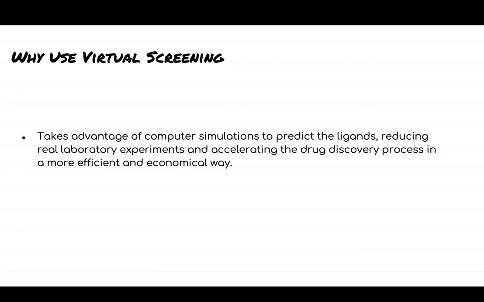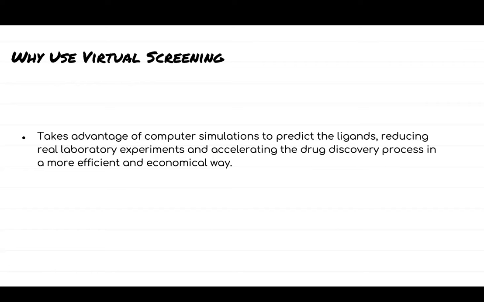The reason why we use virtual screening is that chemical space is vast, which means that large numbers of compounds should be tested to get any results, but only a very small proportion of them are available compounds. If the test scale is large, it will be very expensive and time costing. So, the virtual screening takes advantage of computer simulations to predict the ligands, reducing real laboratory experiments and accelerating the drug discovery process in a more efficient and economical way.